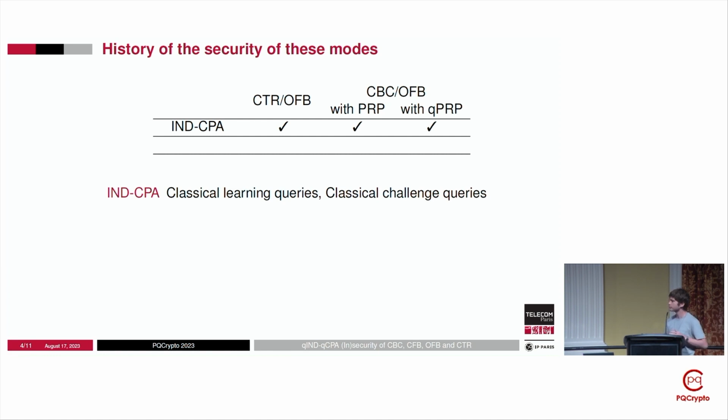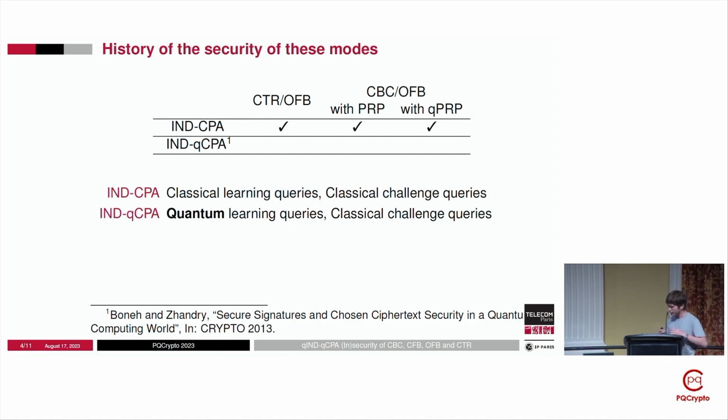But now enters quantum. We want to give more power to the adversary. We want somehow that the adversary can make quantum learning queries. This poses some problems, and this has been dealt with by Boneh and Zhandry in 2013. So this yields a new security notion, indistinguishability under quantum chosen plaintext attack, and this strictly gives more power to the adversary. So now that we have this new security notion, we would want to know what the security of these modes of operation is with respect to this new notion.